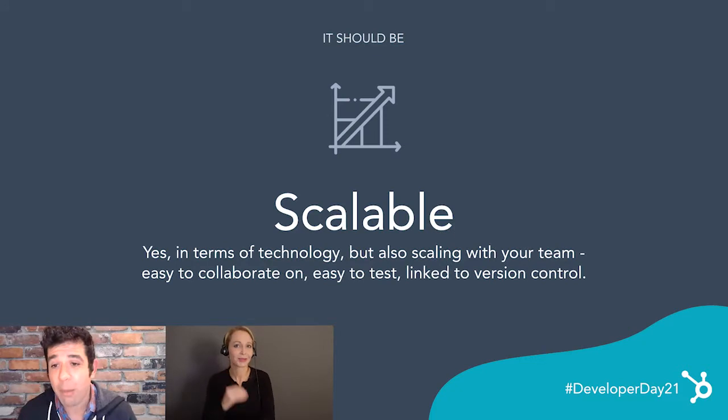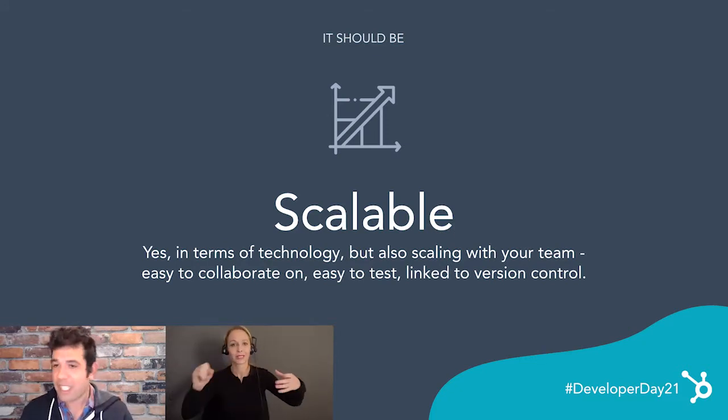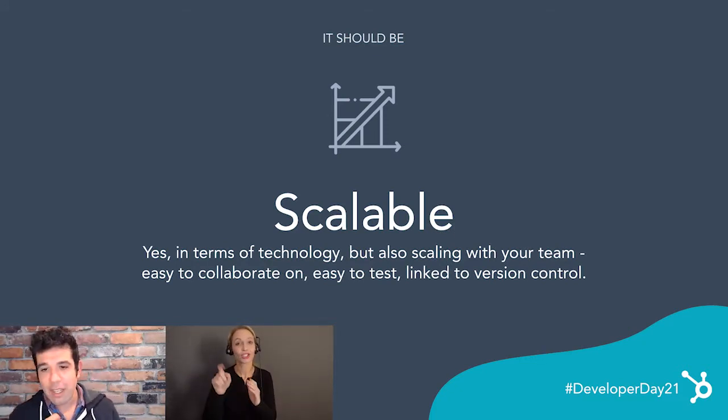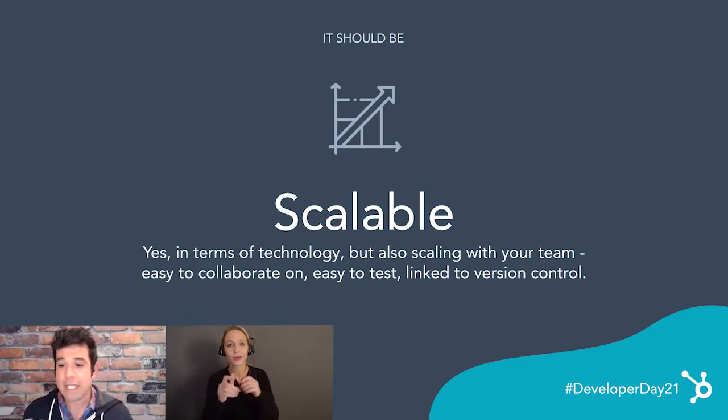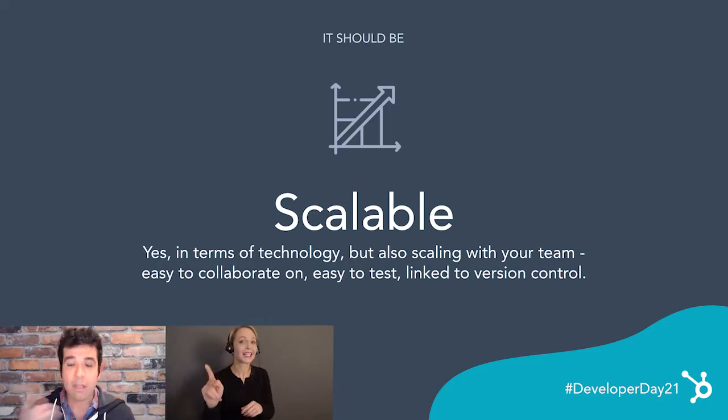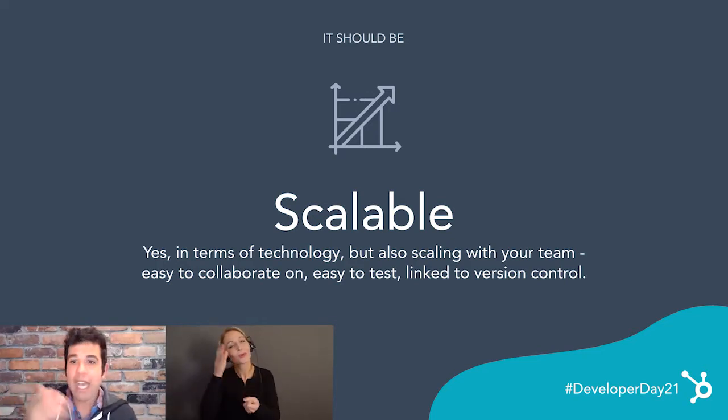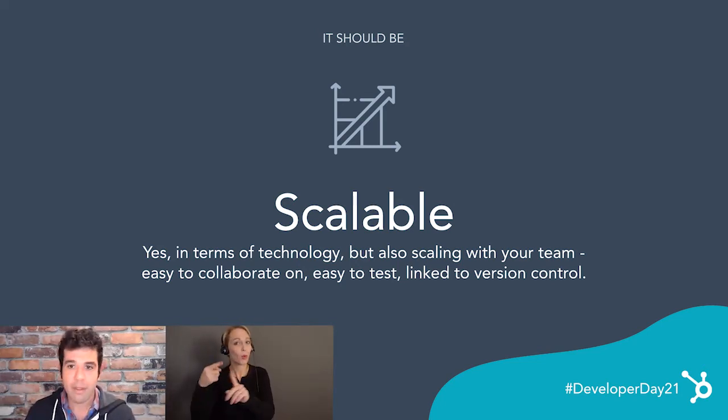Next, it should be scalable. And yes, I mean in terms of technology, like it shouldn't fall over as you get more users on it. But more than that, it should scale with your team, and it should scale with HubSpot. So that means it should be easy to collaborate on, easy to test, link to version control, and support the future development of HubSpot as we add more integration and extension points. We don't want to make you learn new stuff.